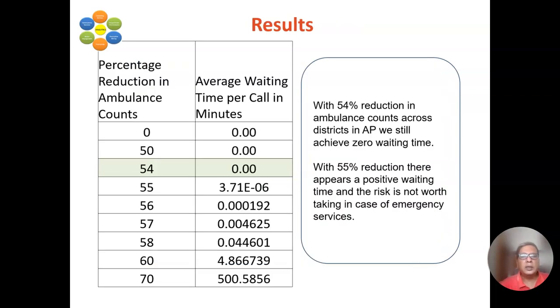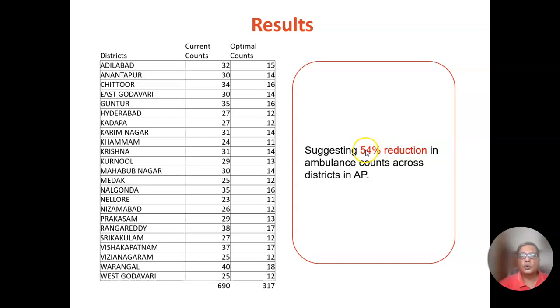Then this is the result. When I do a 50% reduction of the ambulance counts across districts, we get zero waiting time. With a 54% reduction of the ambulance counts, we still get zero waiting time. But when we do a 55% reduction of the ambulance counts across districts, we get a waiting time of 3.71 times 10 to the power minus 6, which is positive. So my suggestion was to do a 54% reduction in ambulance counts across the districts.